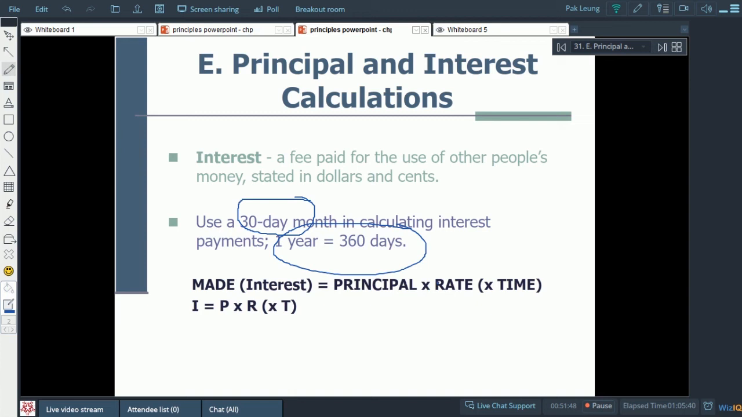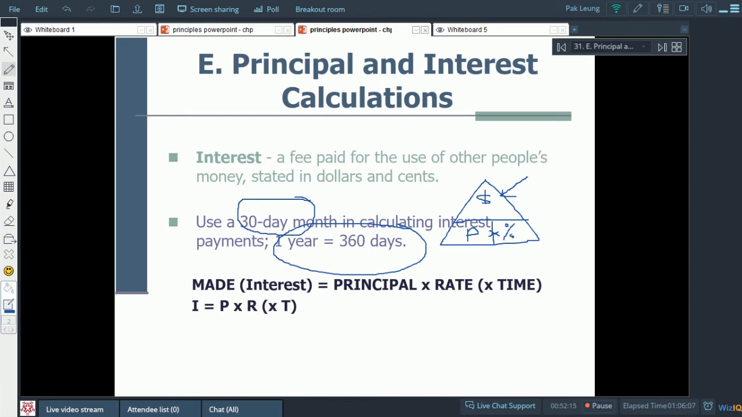Principal and interest calculations. If you do have math problems, they use 30 days for a month. 1 year is equal to 360 days, not 365. And remember that little triangle, right?